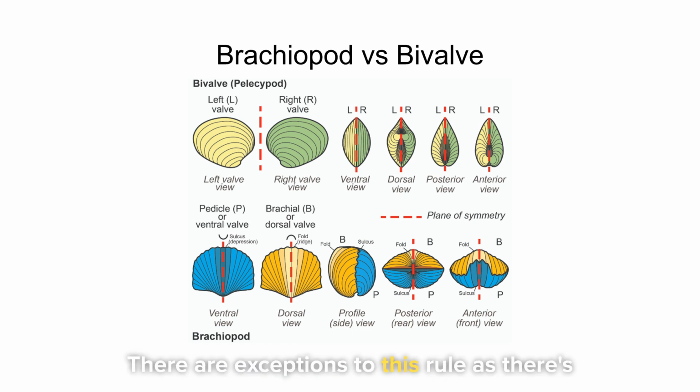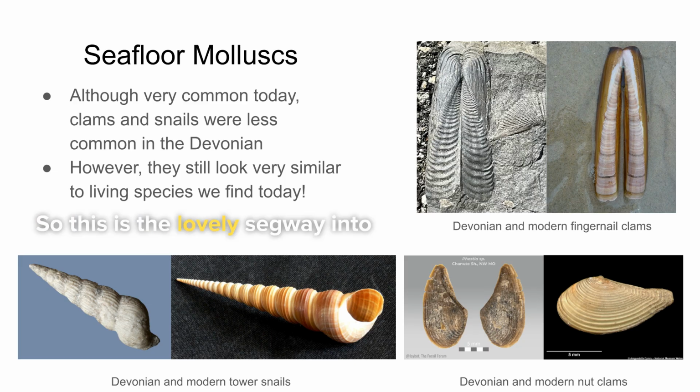There are exceptions to this rule, as there's always exceptions in paleontology. So this is a lovely segue into our seafloor mollusks, right? I actually grew up in Florida, so a lot of these guys look very similar to the clams and the snails that I would find on the beach that I grew up on. Although they are very common today, they were much less common in the Devonian. It was actually the brachiopods that I mentioned earlier that were the ones littering the beach.